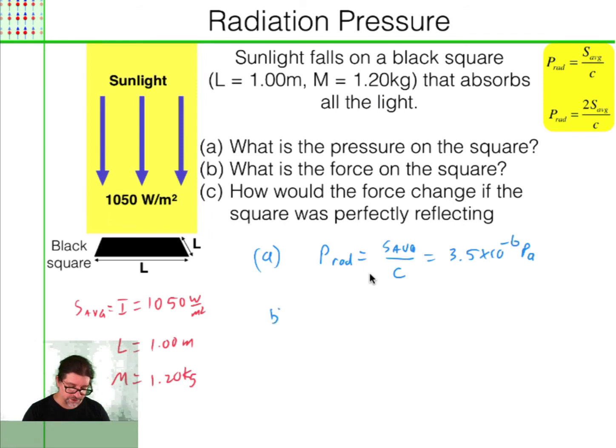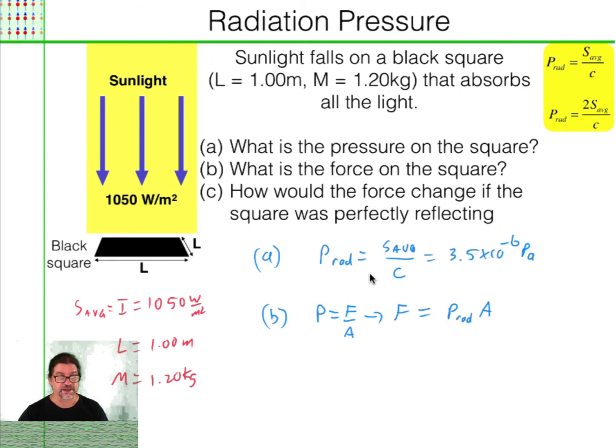How much force is that? Well, remember, pressure in general is force divided by area. So I can get the force. It's going to be equal to the radiation pressure times the area. The area is L squared, because it's a square of side L. And so that gives us a force of 3.5 times 10 to the minus 6 newtons. That is a very, very small force. It's almost nothing.